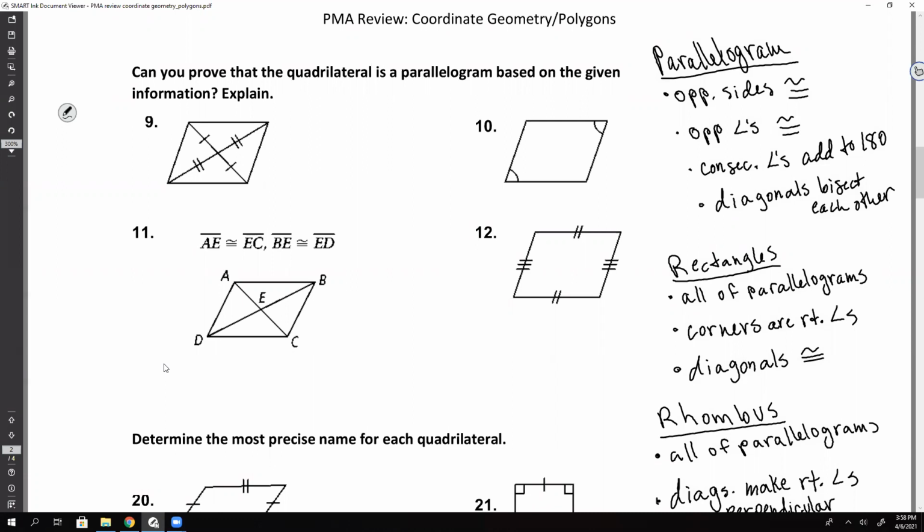All right, so number 9, here we can see our diagonals are each cut in half, right? So this half is equal to this half, and this one half is equal to the other half. So could this be a parallelogram? Well, if it's a parallelogram, then the diagonals bisect each other, so yes, because your diagonals bisect.